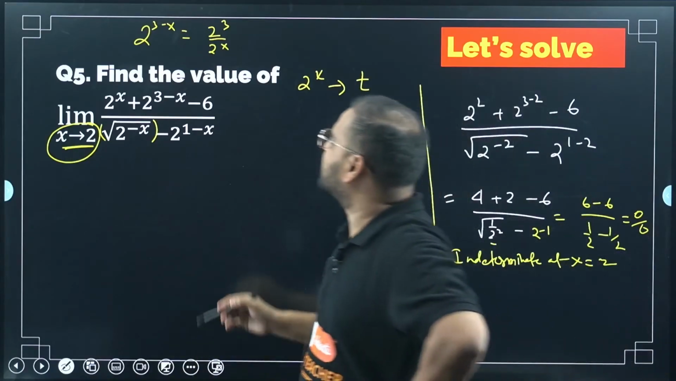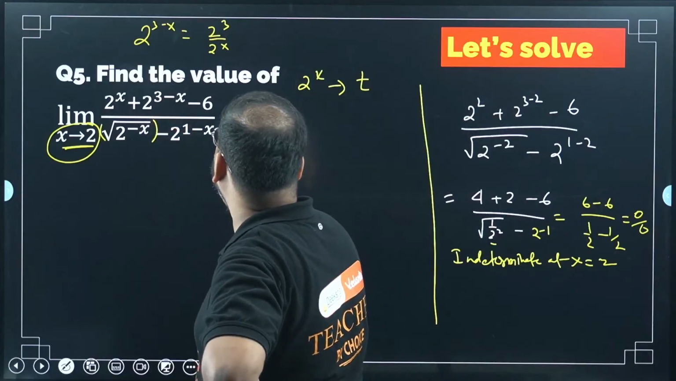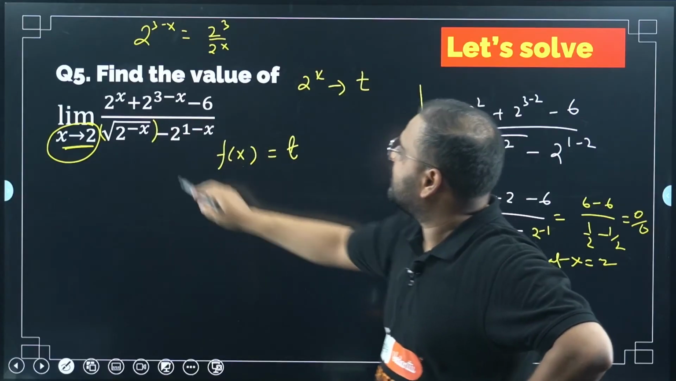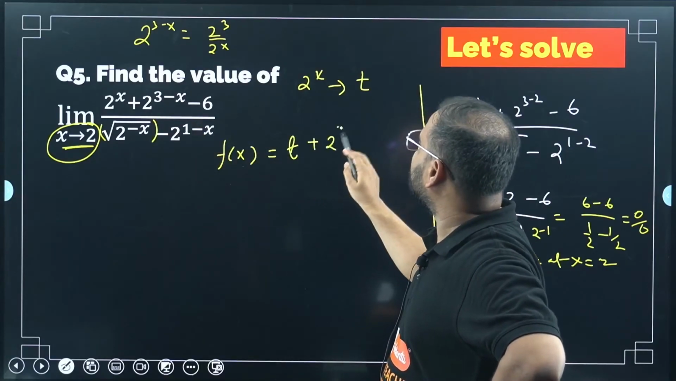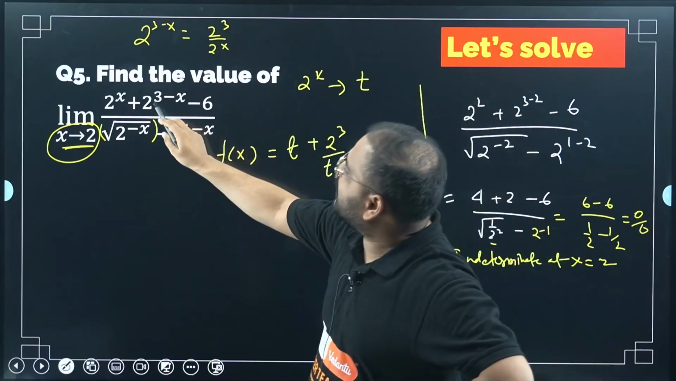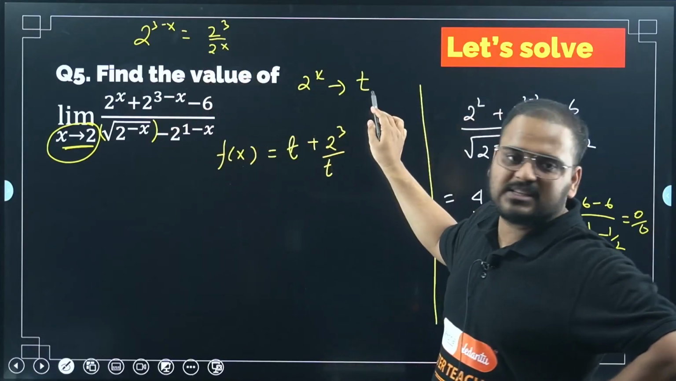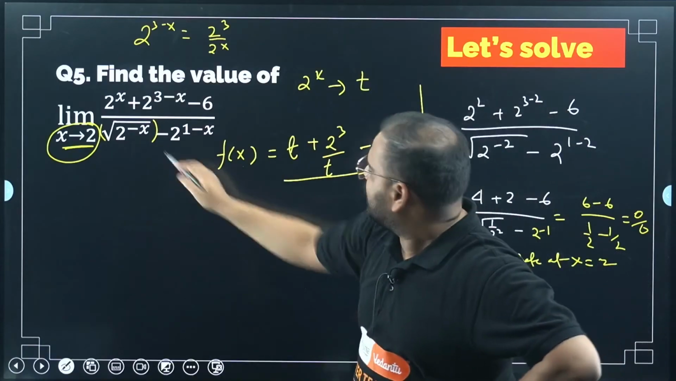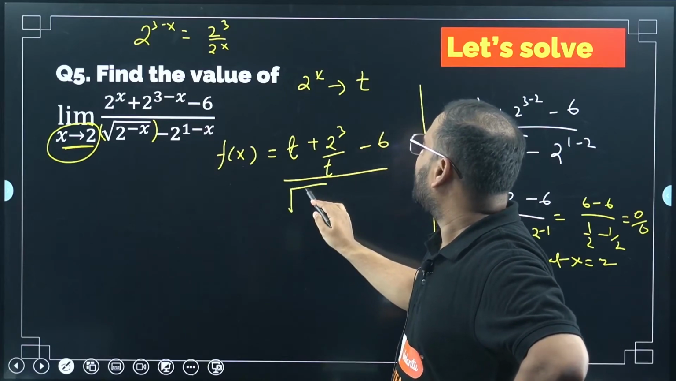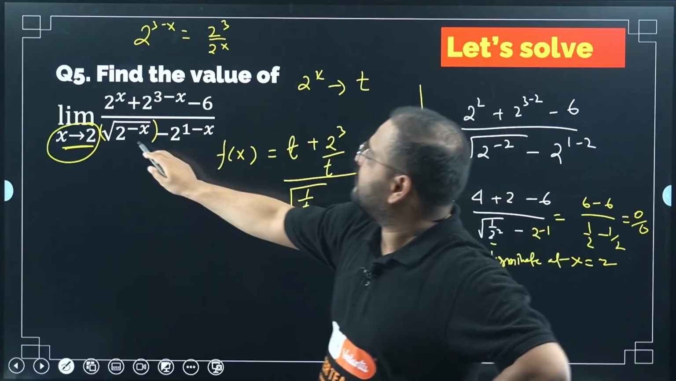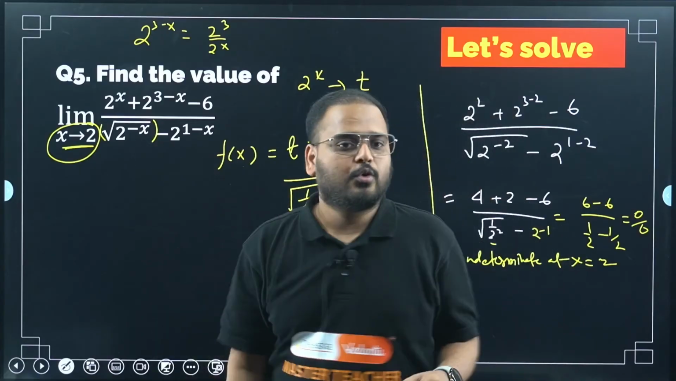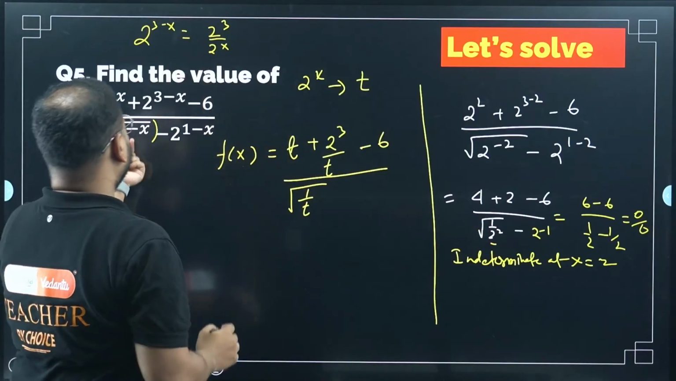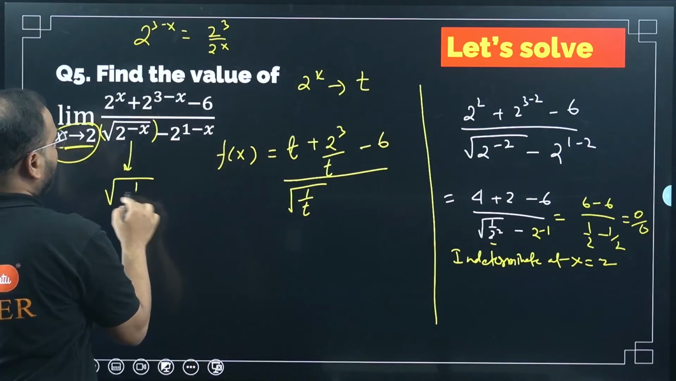How will the function look? First check that. The function fx will look like this. 2 power x will look like just simply t. First one. This will look like plus 2 power 3 upon t. Please check, 2 power 3 minus x is written as 2 power 3 upon 2 power x, and 2 power x is t. Next, minus 6. This is my numerator. What about the denominator? This will look like this: root of 1 upon t. Correct, na? I wrote it here, 2 power minus 2, basically 1 upon 2 power 2, so 1 upon 2 power x will be, please check here, nothing but 1 upon 2 power x.